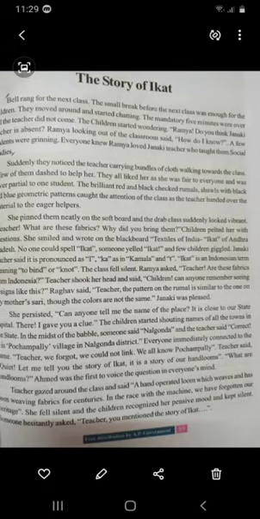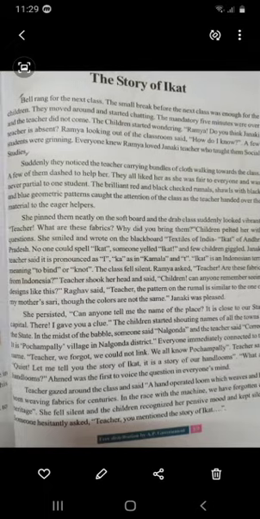Ikat is an Indonesian term meaning to bind or tie. She told them how to pronounce the word Ikat. The word is pronounced as I and K, as in Kamala, and T. Ikat.